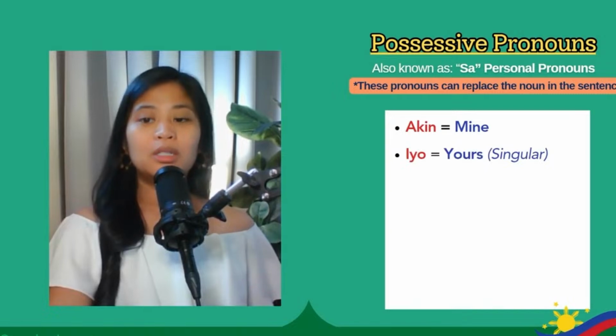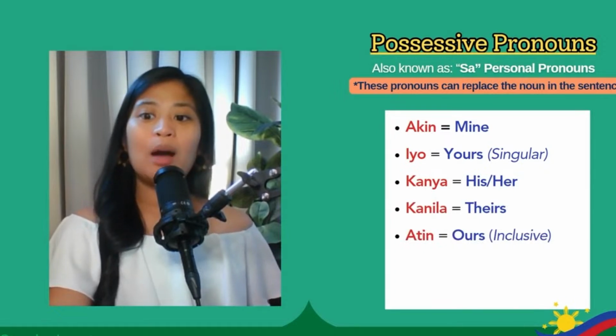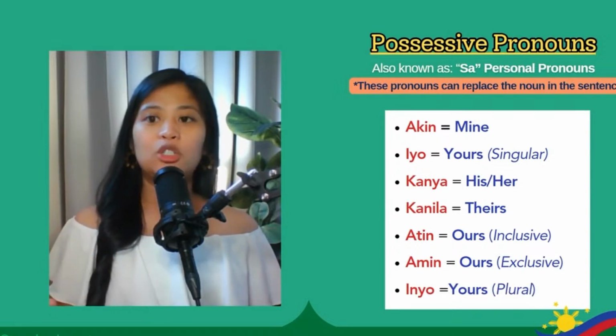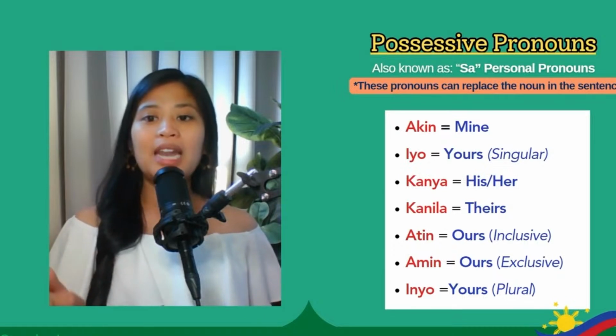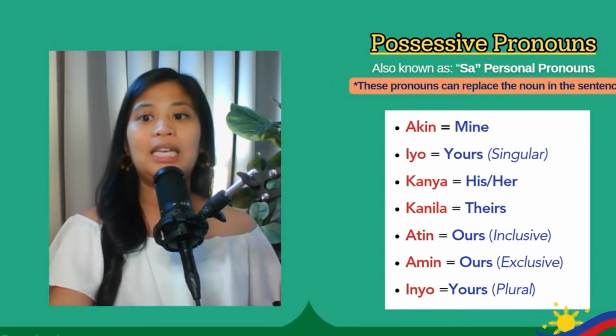Iyo means yours, singular. That's just you, it's yours. Kanya means his or her. Kanila is theirs. Atin is ours, inclusive. Amin is ours, exclusive. Inyo is yours, plural. So these are all pronouns that still show possession or ownership, but they are different from the ones we just learned. So it's not ko or mo or nya, but now it's akin, iyo, kanya, and it means mine, yours, his or hers. Okay, so we'll take a look at how they are used.